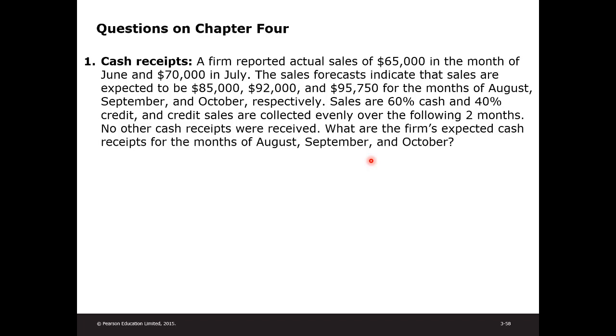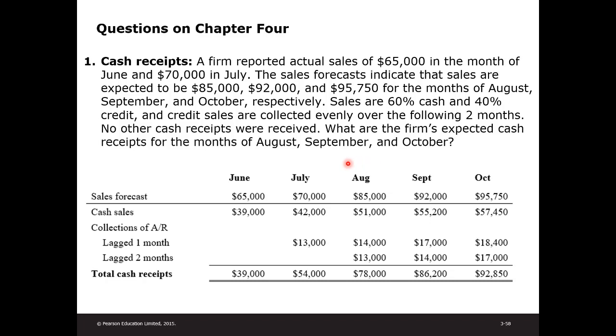Okay, that's an easy question. Let's see how to answer it. Okay, first, we will write the sales forecast for each month like this. Then we need to calculate the cash sales, which is 60% of the total sales. So in order to calculate this figure, we have to multiply $65,000 for June by 60%, which will give us $39,000. And the next month, we will multiply 70,000 by 60%, which will give us 42, and so on for each month.